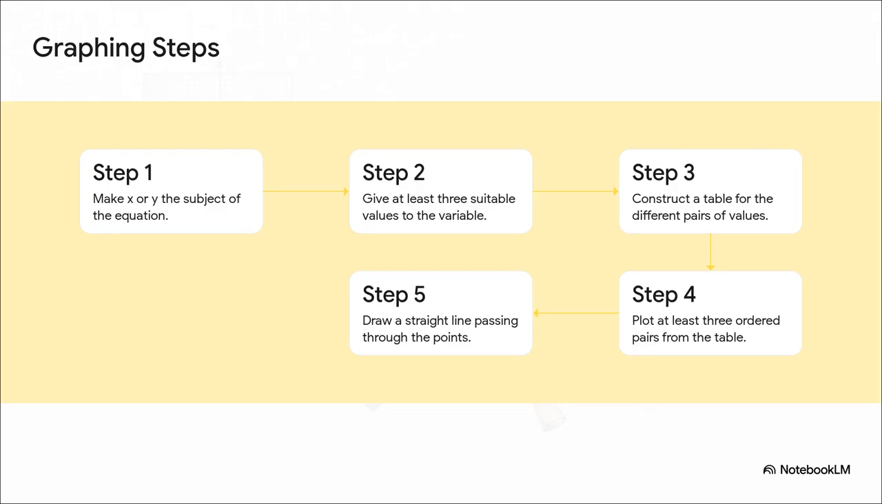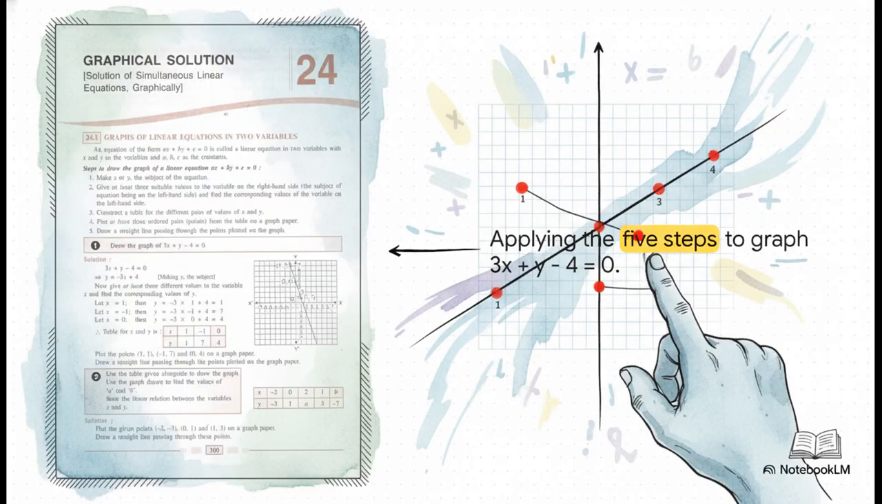Easy enough, right? Okay, let's actually see this in action. Take the equation 3x plus y minus 4 equals 0. First up, we make y the subject, which turns the equation into y equals negative 3x plus 4. Next, we pick 3 simple, easy-to-work-with values for x. Let's go with 1, negative 1, and 0. Plugging those into our new equation gives us the corresponding y values, 1, 7, and 4. We drop all of those into our neat little table. Then, plotting those coordinates, (1, 1), (negative 1, 7), and (0, 4), gives us our perfect straight line.